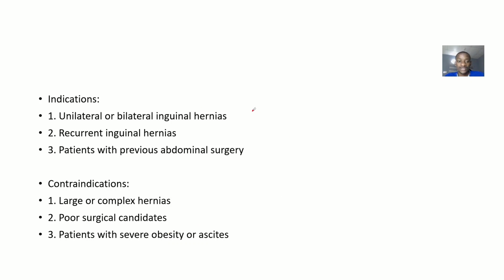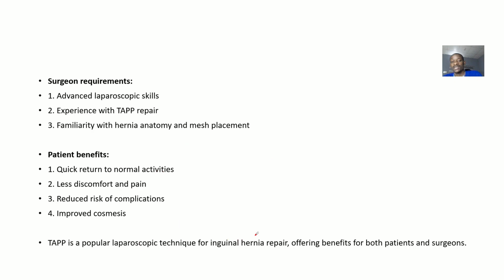Indications, that is, when to use it. If you have a unilateral or bilateral inguinal hernia, you use this method. If you have a recurrent inguinal hernia, you use this method. If the patient had a previous abdominal surgery, you use this method. Then contraindications, when you shouldn't use this: if there's a large or complex hernia, if the patient has had previous surgery, or if the patient has obesity or ascites, you don't want to go piercing the peritoneum. Do you understand? All right.